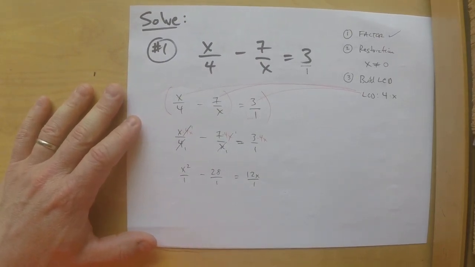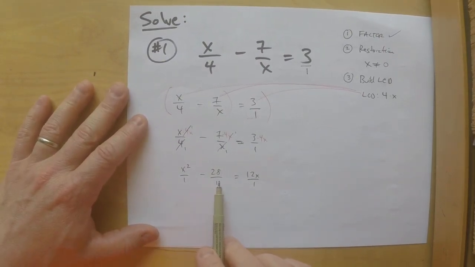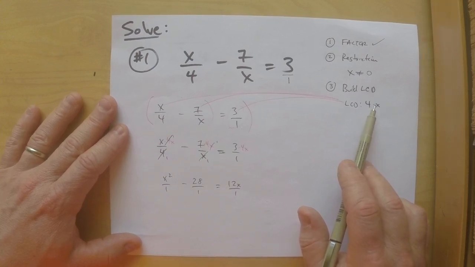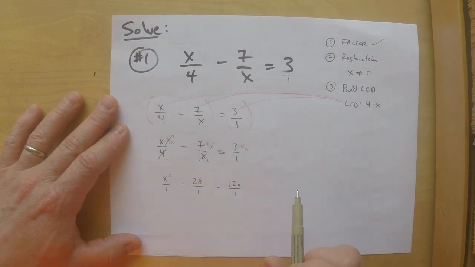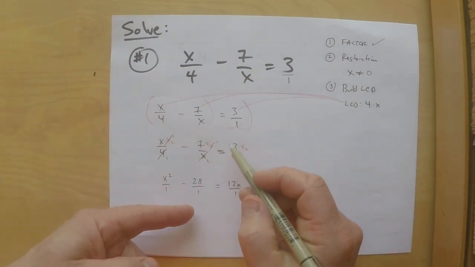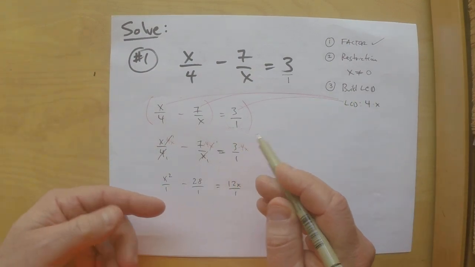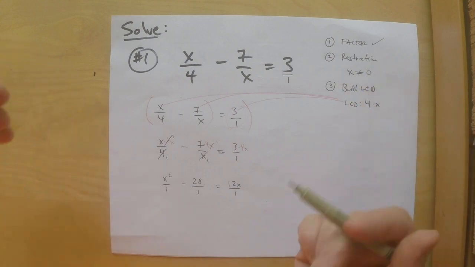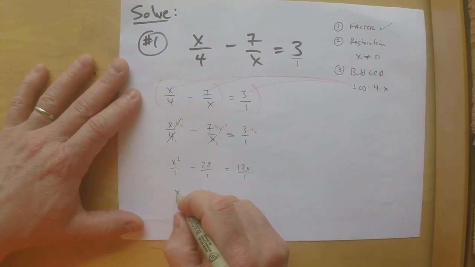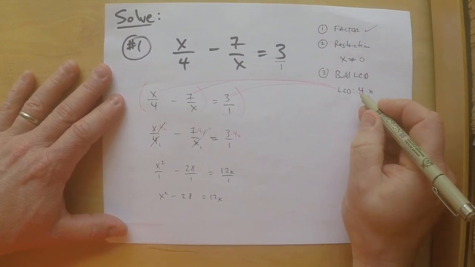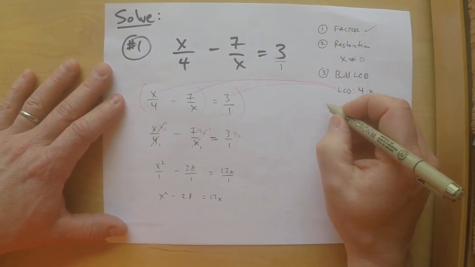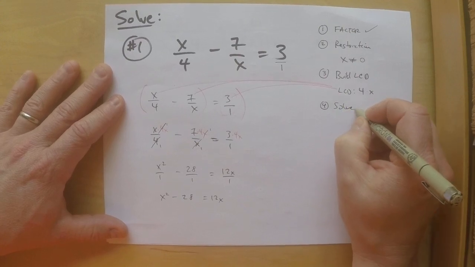And you'll notice every single time you do this, they'll always be over 1 because you've built an LCD that has the power to destroy every denominator that existed. And because you've got the equation as a teeter-totter, you've got the balance to be able to do that. So here's what you're left with. You're left with x squared minus 2x equals 12x. Once you've done this little LCD building and multiplying move, then you're going to solve the new equation.